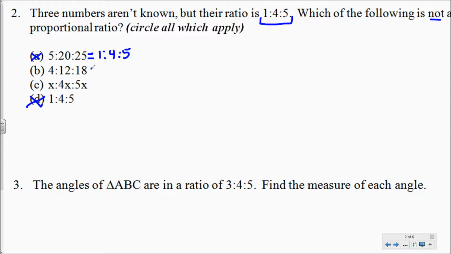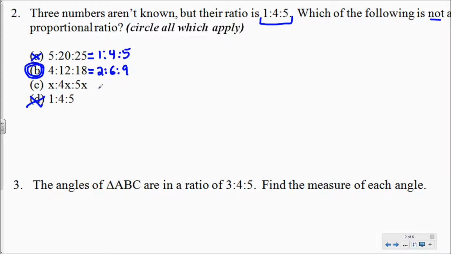4, 12, and 18 all share a common factor of 2. 2 goes into 4 twice, into 12 6 times, and into 18 9 times. And I look again and I see that 2 and 6 share a common factor of 2, but that common factor is not a part of 9, so I won't be able to further reduce this ratio. And since 2 to 6 to 9 is not proportional or not equal to 1 to 4 to 5, this will be the answer I'm looking for.